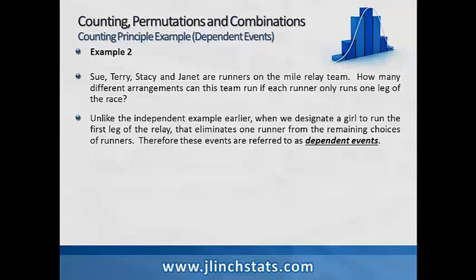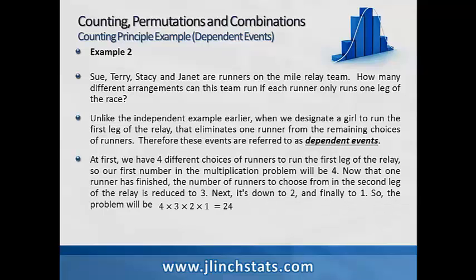So once I make a selection in one particular stage, it's going to lower the number of remaining possibilities for my other stages as well. And that wasn't the case earlier when we talked about Fred's outfits. Picking a certain sport coat didn't affect the number of ties that he had to choose from. However, in this case, with the relay runners, once we assign one individual that first leg of the race, we cannot assign them any other positions in that race itself. So these events are referred to as dependent events.